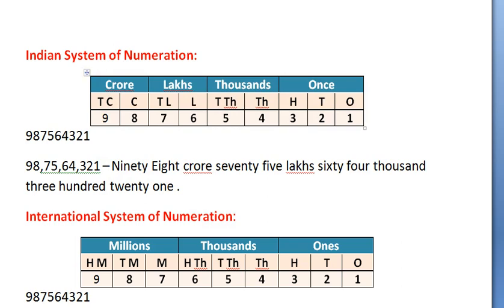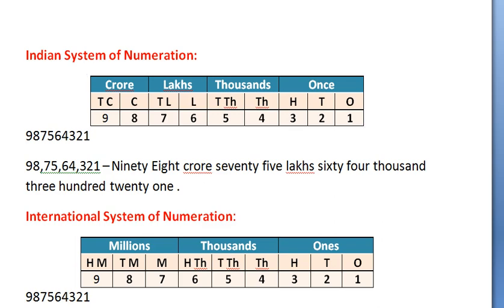So in Indian system of numeration, first period consists of 3 places which are ones, tens, hundred. This makes a ones period, and 1,000, 10,000 makes a thousands period, and lakhs and 10 lakhs makes a lakhs period, and the crore and 10 crore makes crores period.